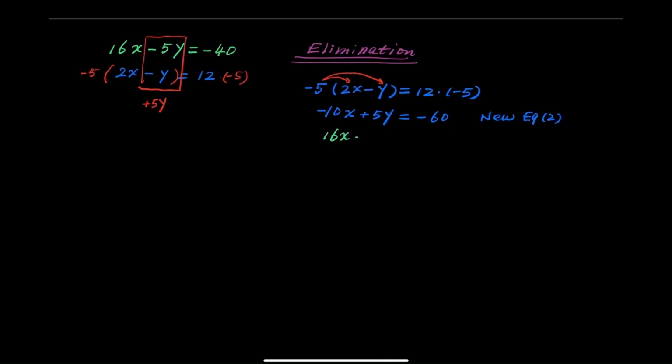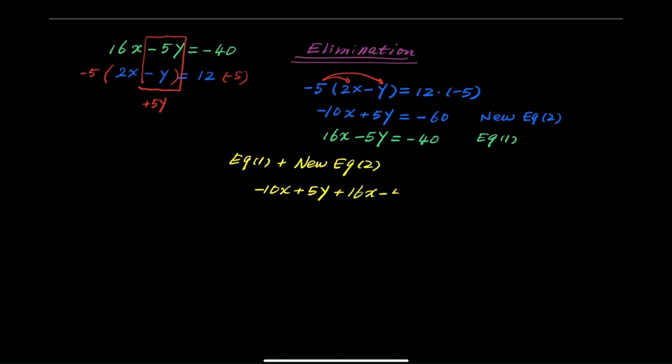Now let's write the equation 1 here. This is our equation 1. So if we add equation 1 and the new equation 2, on the left side, we're going to have minus 10x plus 5y. This is from the new equation 2. Then plus 16x minus 5y. This is from equation 1. And then it equals negative 60 plus negative 40.